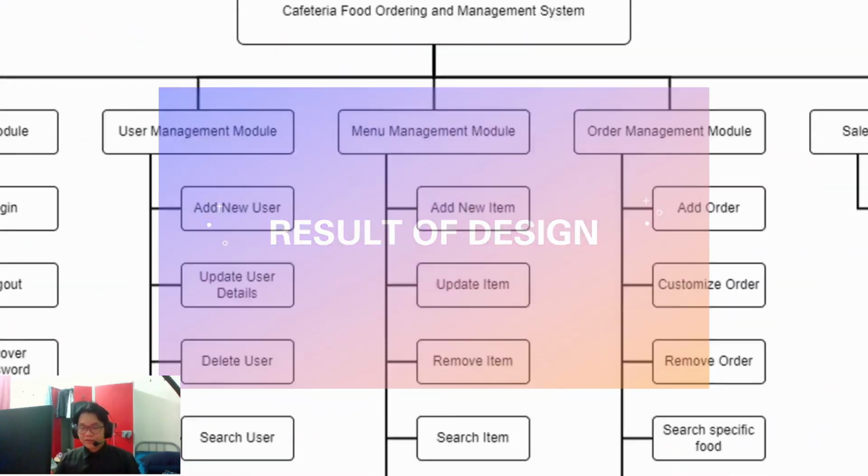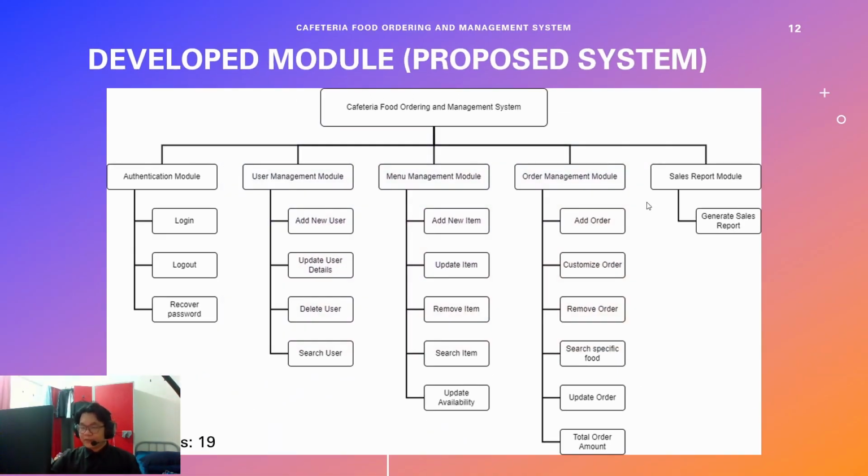So for the results of my design, I've come to 5 major modules, and they are in total 19 functions. Here you can see that the authentication module has login, logout, and recover, which are used to authenticate your account.